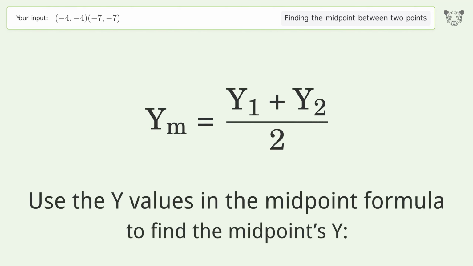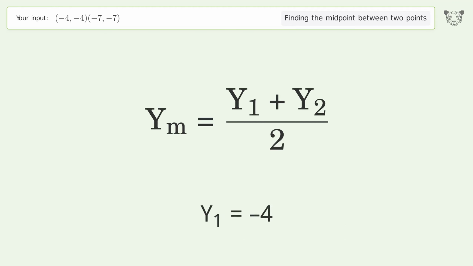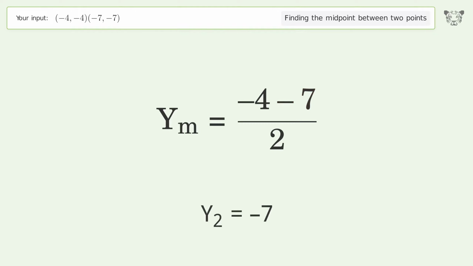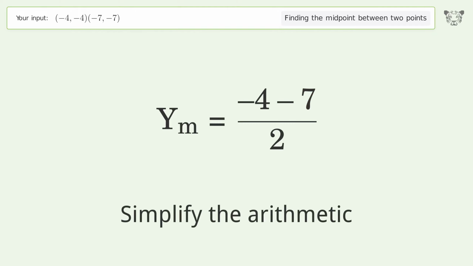Use the y values in the midpoint formula to find the midpoint's y. y1 equals -4. y2 equals -7. Simplify the arithmetic.